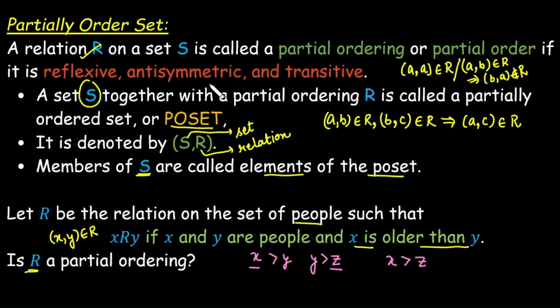Now what about reflexive? Reflexive means we have ordered pairs of this form, meaning every element is related to itself. Here the relation is X is older than Y, so we replace Y with X. Can we say that X is older than X, meaning X is older than itself? No. X cannot be older than itself. It means it is not a reflexive relation. Thus we can conclude R is not a partial ordering.